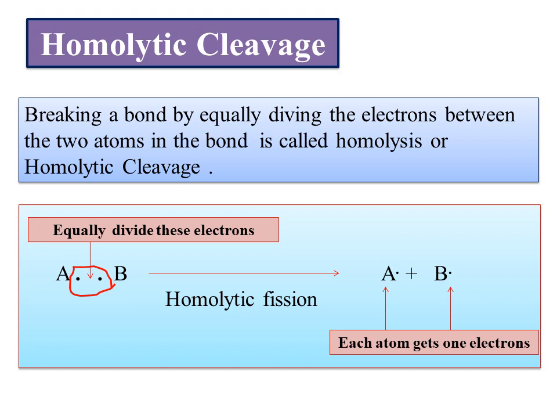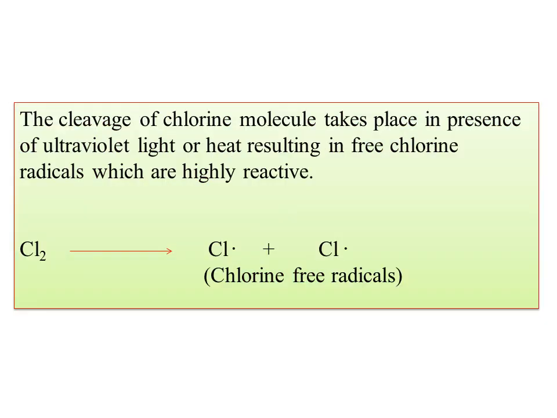Each atom will get one electron. This type of cleavage we are going to call homolytic cleavage. If you want an example, consider the photochemical reaction, h nu: chlorine, in the presence of ultraviolet radiation or thermolysis, gets cleaved into chlorine free radicals.